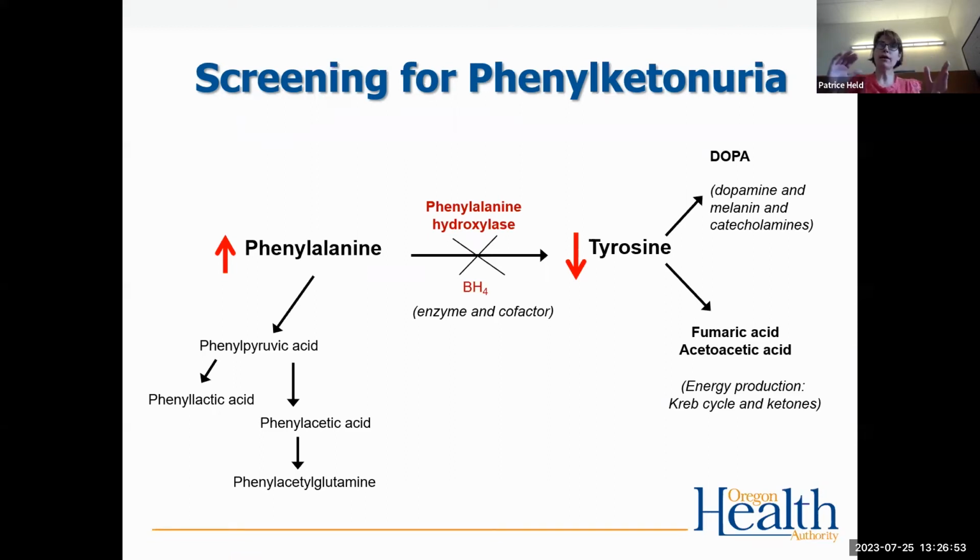Now, not all of our assays, but a majority of them look at this biochemical phenotype. A few of our assays do actually measure the enzyme activity for other diseases. And again, we have a couple of molecular assays that look at that gene sequence.